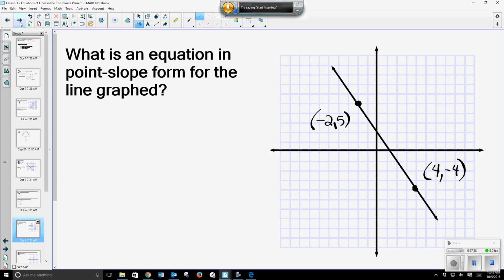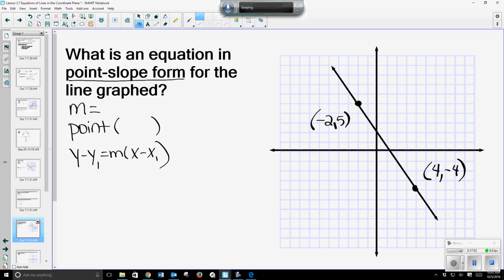So we have to write an equation in point slope form for the line graphed. In order to put it in this form, I need a slope and a point. Well, the point's taken care of. I have 2 points, right? So I could use either one I want to. I'll just pick the first one I see, one on the left. With the slope, there are 2 ways I can find it. The easiest way would be rise over run.